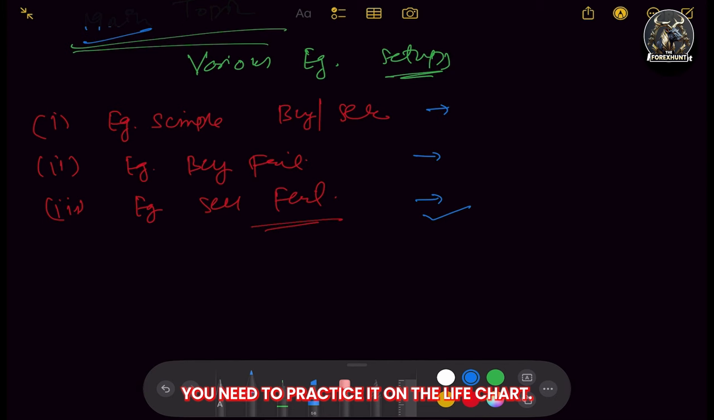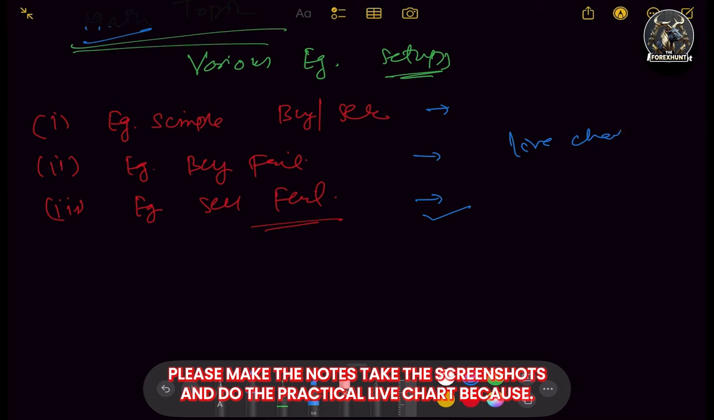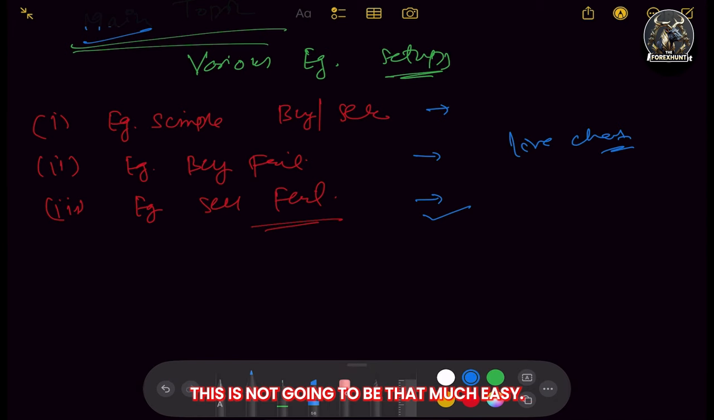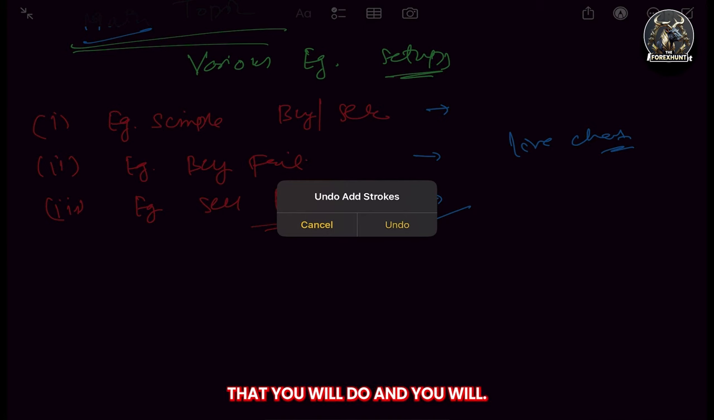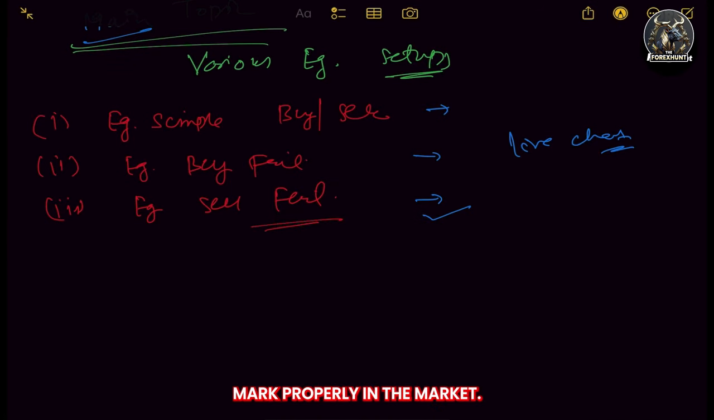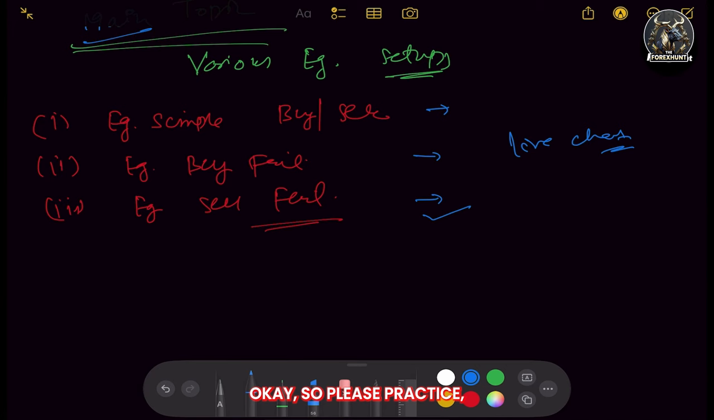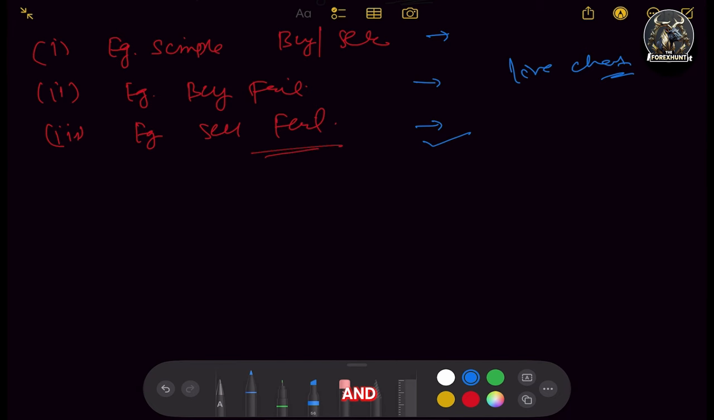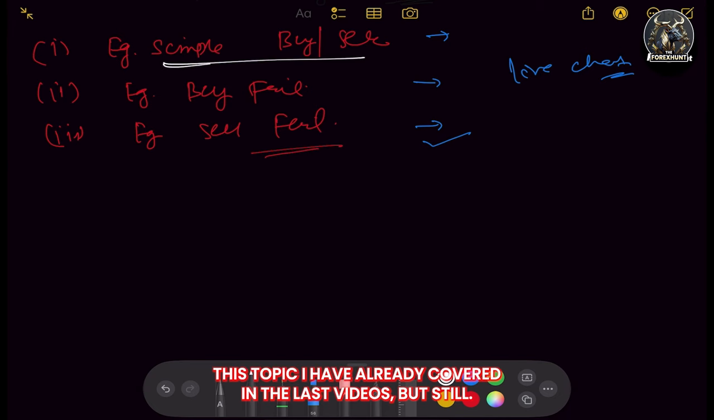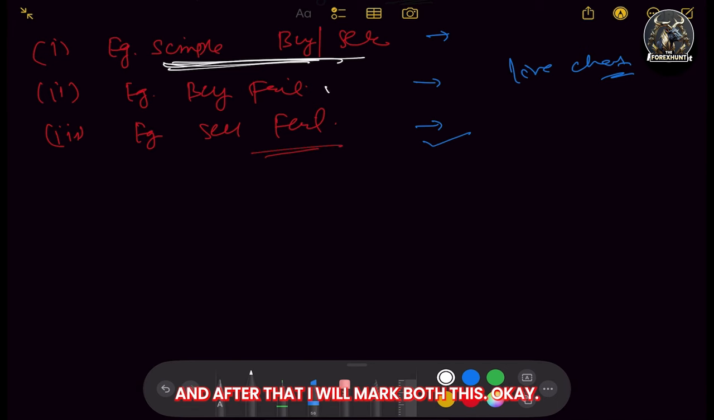You need to practice it on the live chart. Please make notes, take screenshots, and practice on the live chart, because this is not going to be as easy as you are thinking. It's not like ABCD that you will do and mark properly in the market. So please practice and then try to mark it on the live chart. I have already covered this topic in the last videos, but still I will do it here, and after that I will mark both of these.